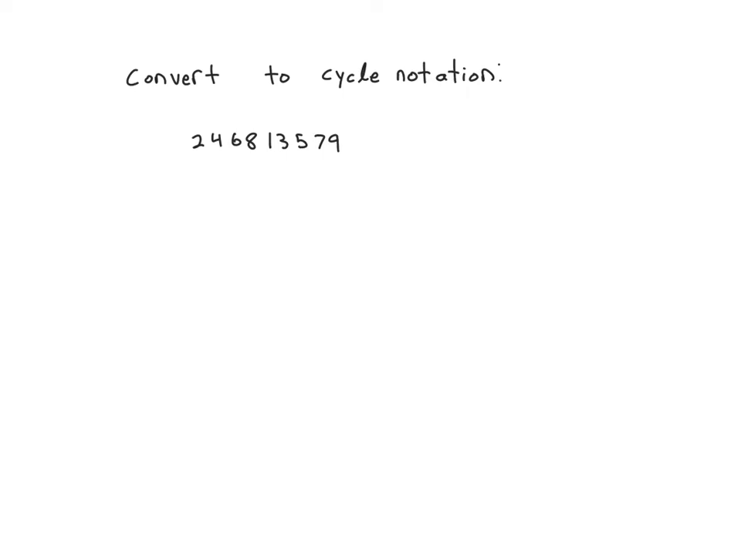All right, here's a first problem. Let's convert to cycle notation. So here's a permutation. The first thing you need to be wary of is that if you don't see any parentheses, this means that this is one-line notation.